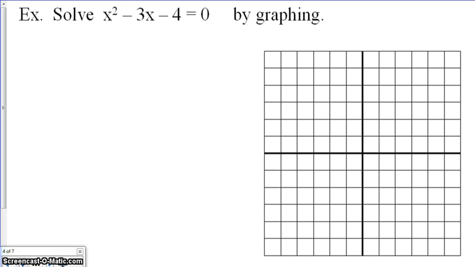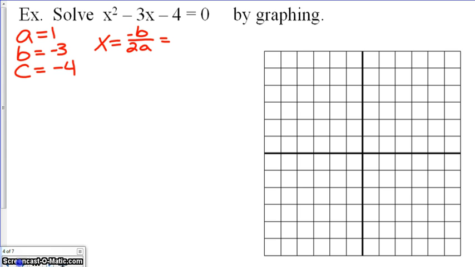Moving to our first example, we're going to solve the quadratic equation x squared minus 3x minus 4 equals 0 by graphing. Remember, in order to do that, we have to make a t-table. It doesn't hurt to write down your a, b, and c values. This tells me that my quadratic equation should open upward because my a value is positive. I then can solve for my axis of symmetry, negative b over 2 times a, so 3 over 2 times negative 4.